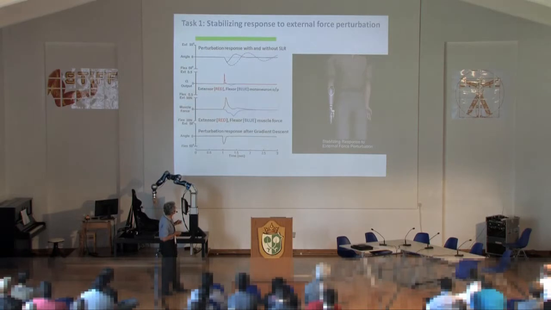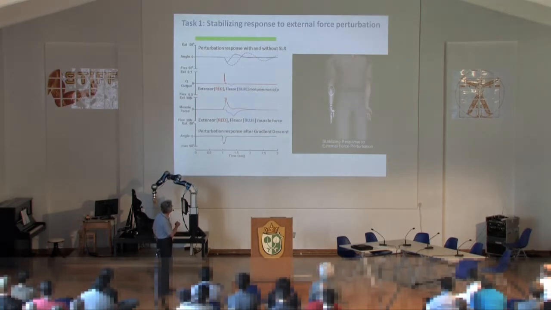So the first thing we picked is simply getting the system stable in response to one of these sudden perturbing forces. So there's a brief force pulse that occurs at a particular point, and the system, without the spinal-like regulator, simply its passive mechanical properties, has, of course, this highly underdamped oscillation.